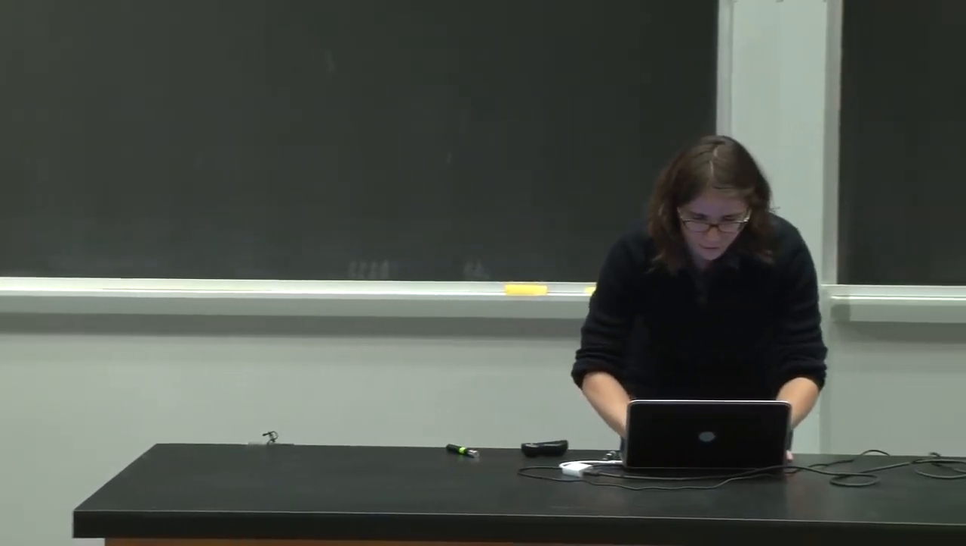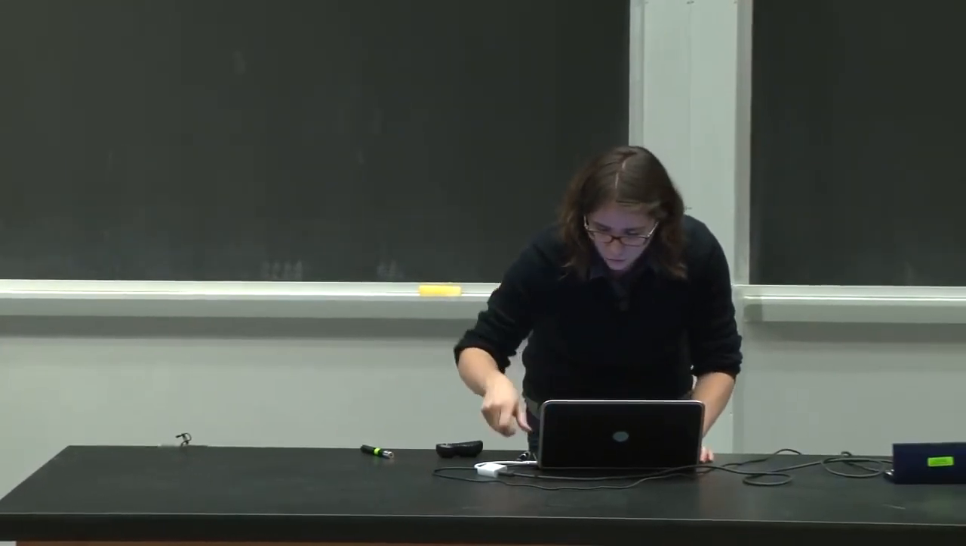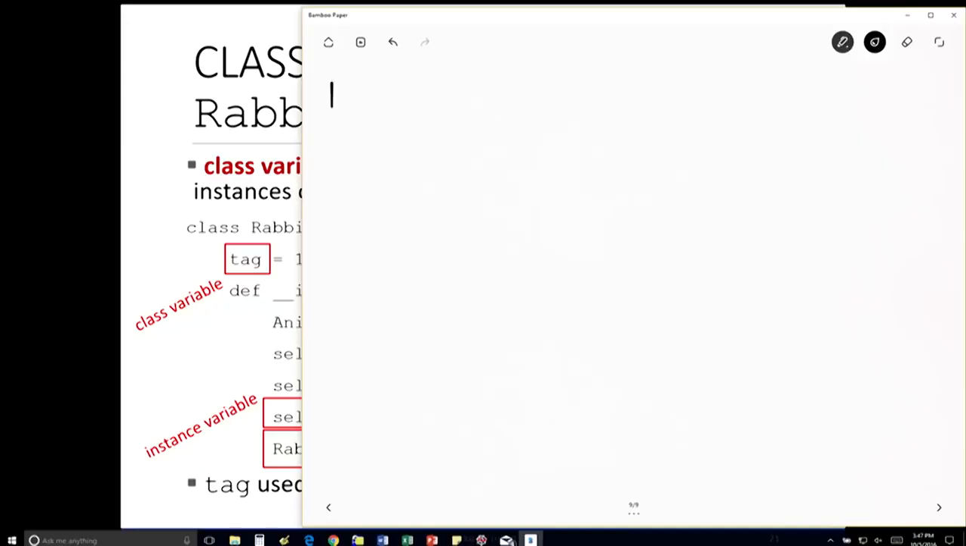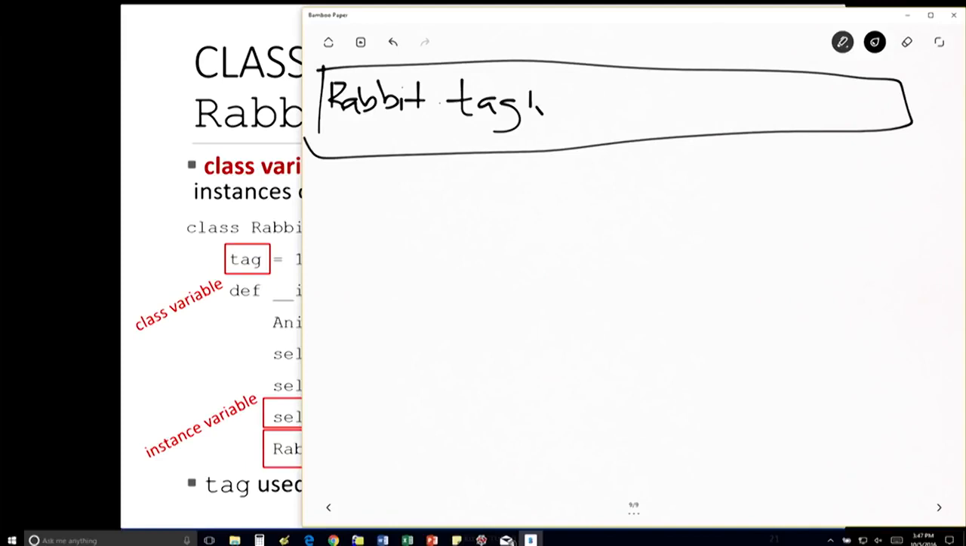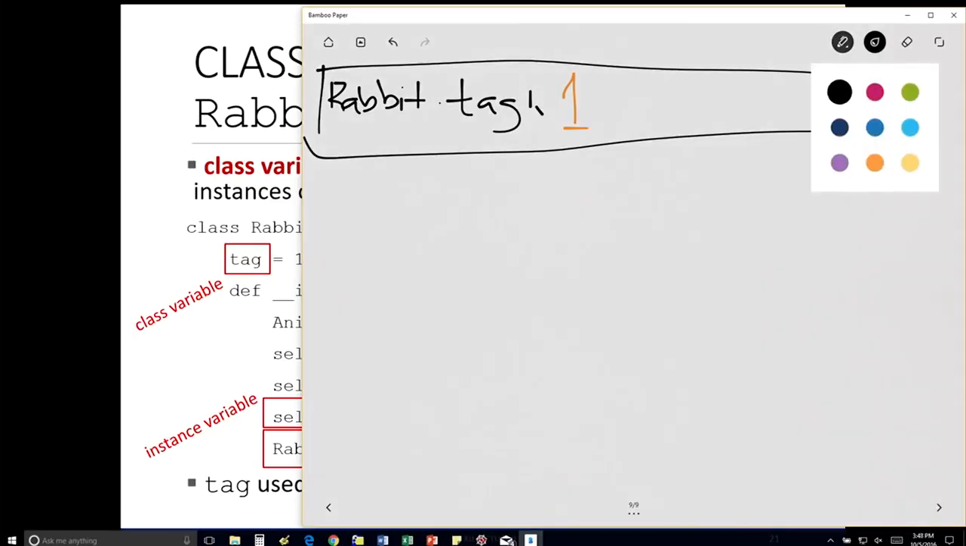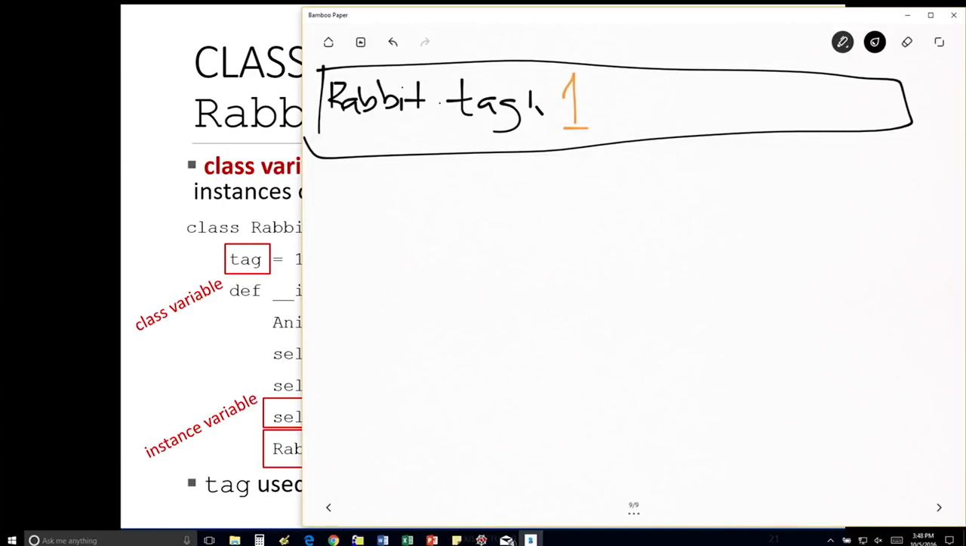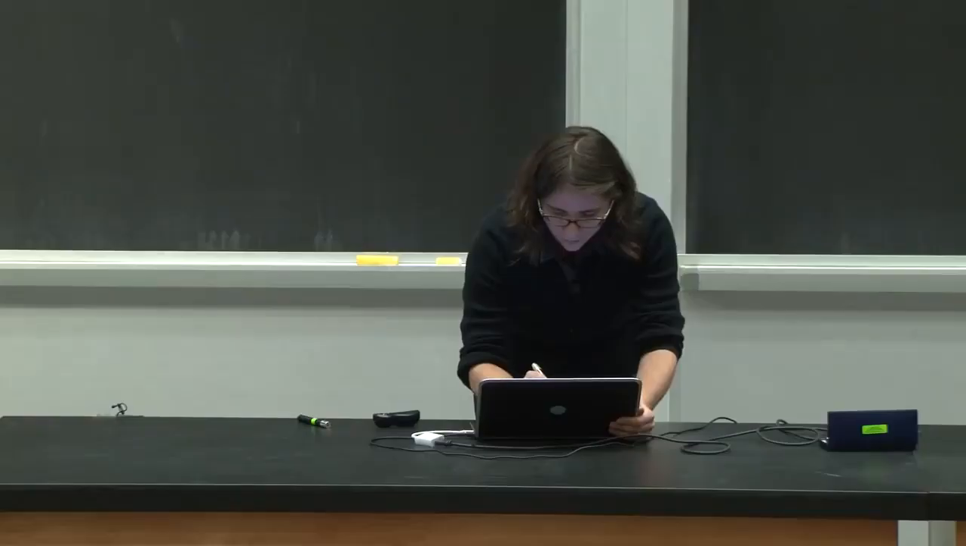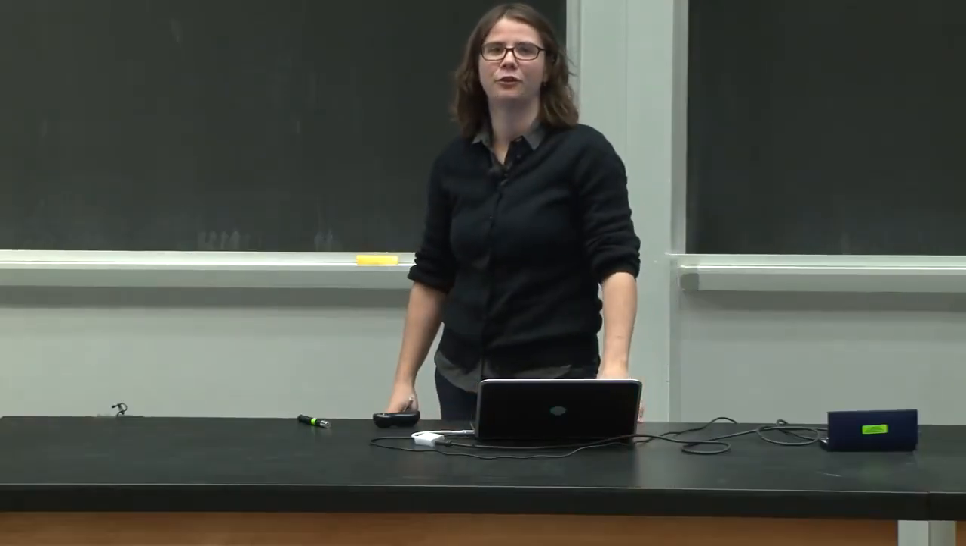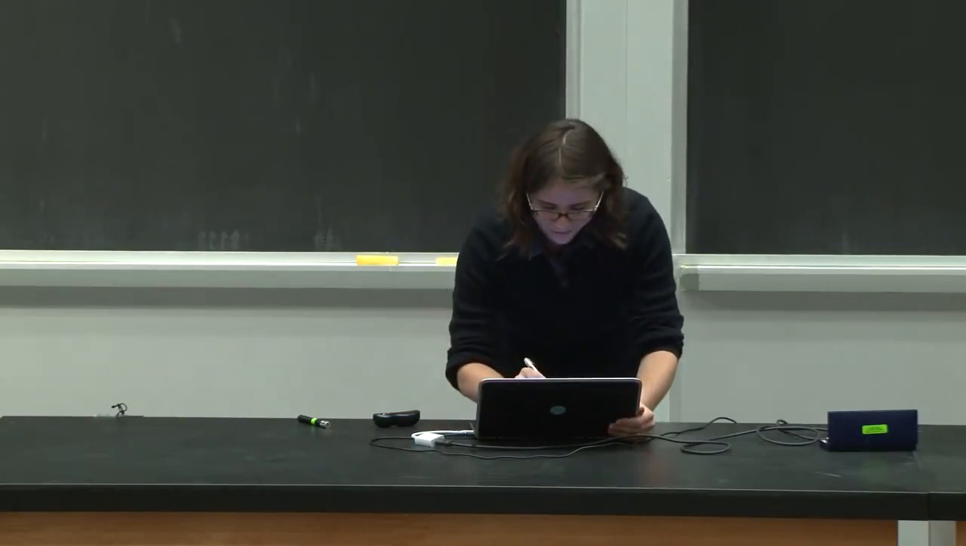So let's do a quick drawing to show you what I mean. Let's say I have Rabbit.tag here. Initially, tag is going to be 1. And then I'm going to create a new rabbit object, as I'm calling the code. So let's say this is a rabbit object. Oh boy. Okay. R1.